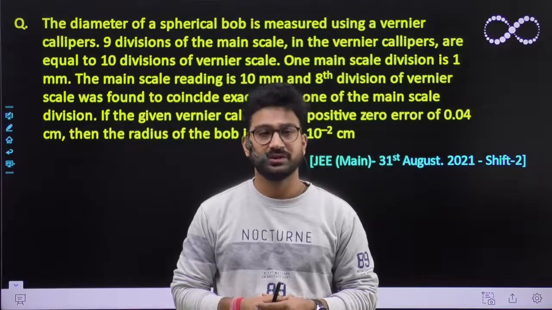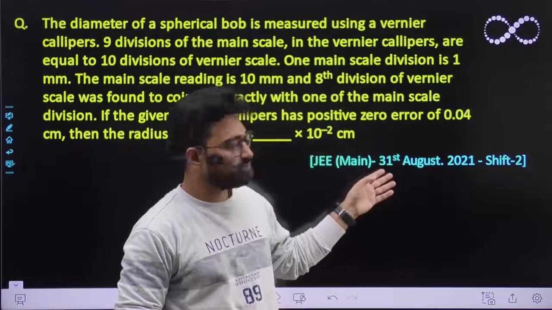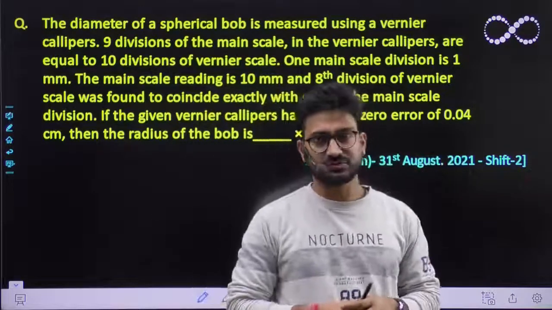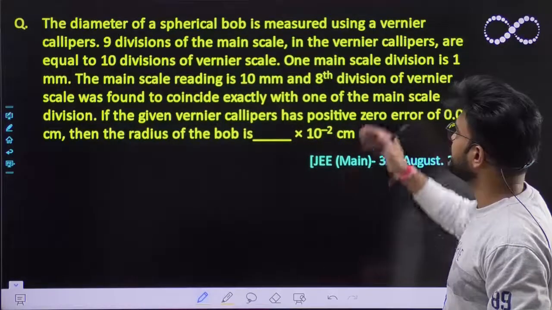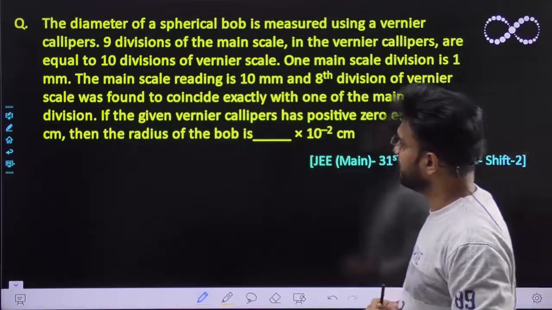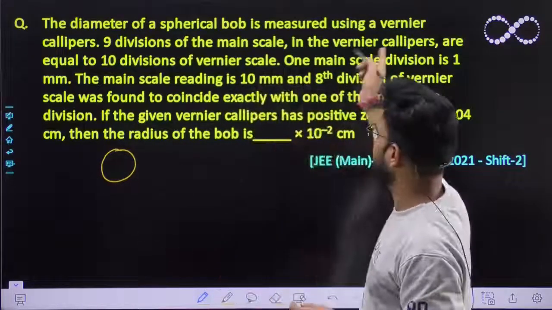Right now I'll be doing one such question that came in your JEE Main examination. This question came on 31st August 2021 in shift 2. So let us see this question first. The question says a diameter of a spherical bob is measured using a vernier caliper. So you have been given a spherical bob whose diameter we will be measuring through a vernier caliper.